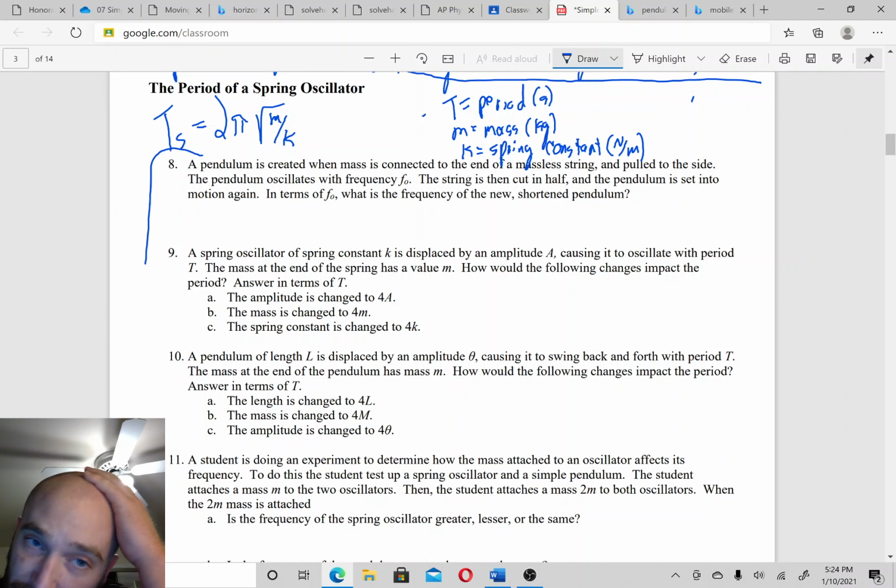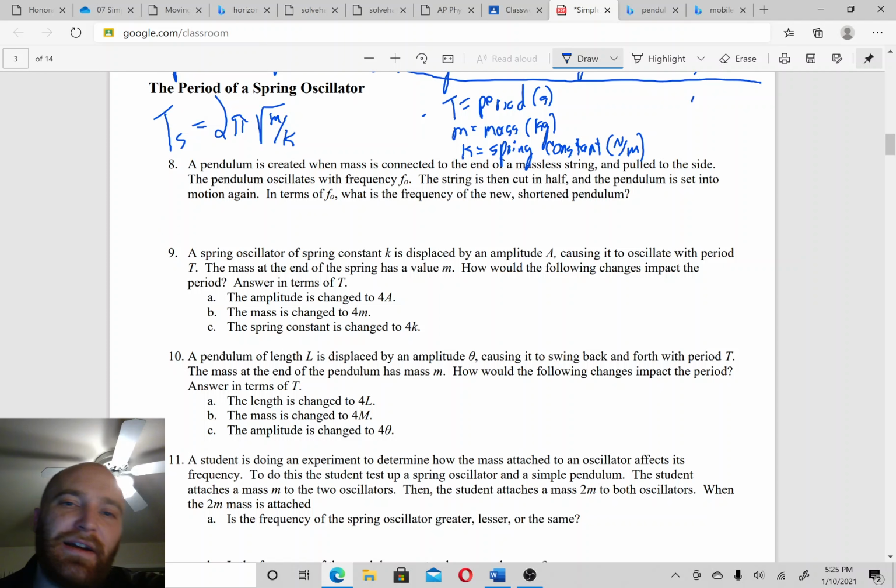On the question: A pendulum is created when a mass connected to the end of a massless string is pulled to the side. The pendulum oscillates with frequency f0. The string is cut in half and the pendulum is set into motion again. In terms of f0, what is the frequency of the new shortened pendulum?